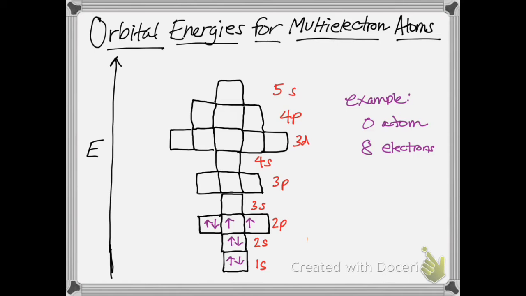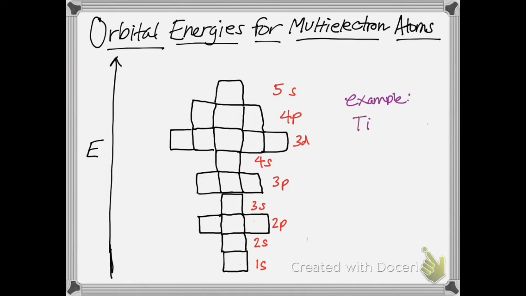So we can see that we have 2 electrons in the 1s orbital, 2 electrons in the 2s orbital, and 4 electrons in the 2p orbital. And those, if we count the arrows, add up to 8 arrows. The arrows represent electrons, and oxygen has 8 electrons.